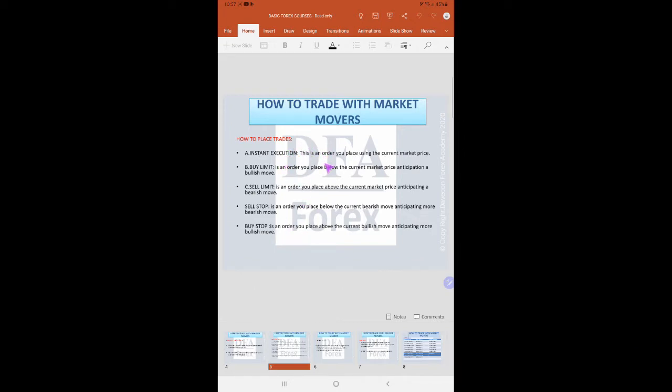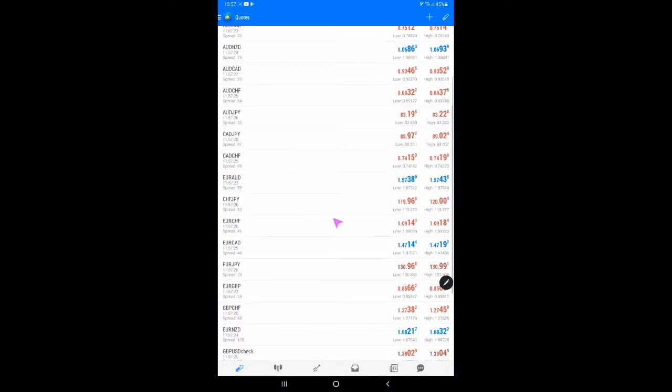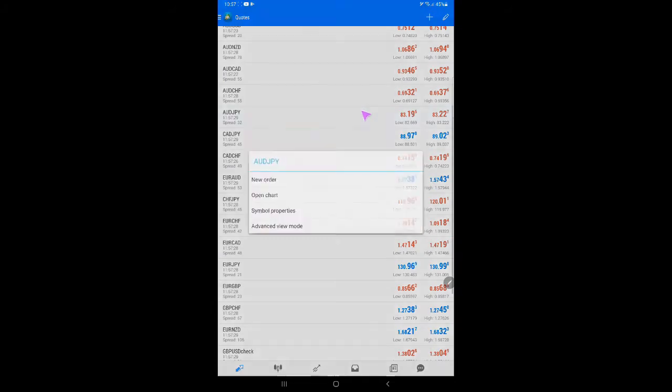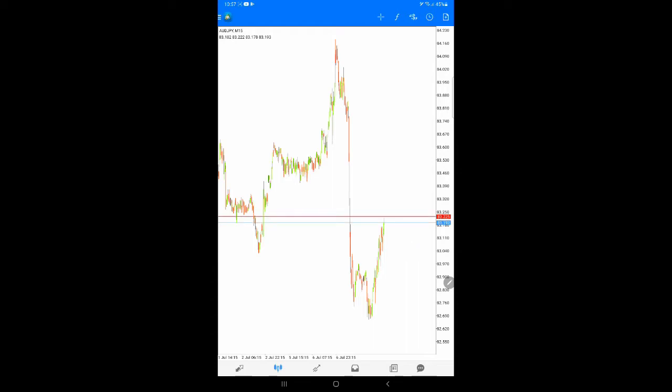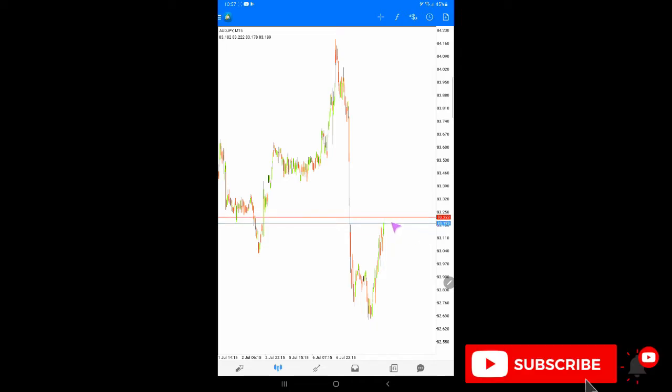Now instant execution is where you place a trade using the current market price. Now this is your MT4, right? If I open, let me say, this AUD JPY open chart, and I intend to place trade on this chart. What you see moving here is the buy price, the red is the sell price. So this is the buy price of AUD JPY and this is the sell price of AUD JPY. Now this is the current market price, the bid and the ask.